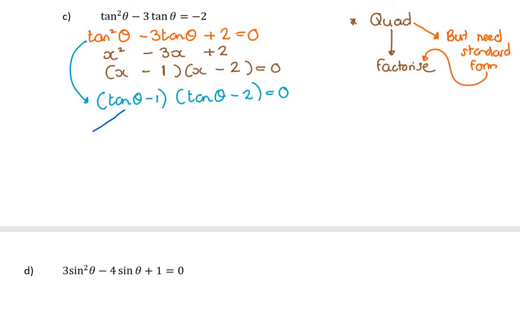Okay, this is great. This means that either tan theta minus 1 has to equal 0, or tan theta minus 2 has to equal 0. So there's two different equations now.